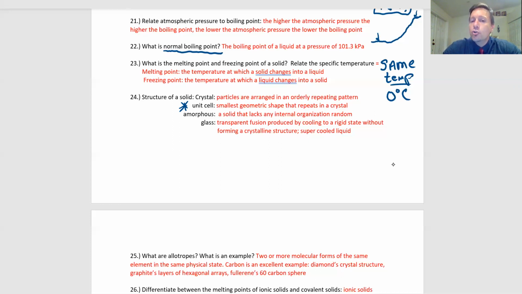Glass is a transparent fusion produced by cooling to a rigid state without forming a crystal. Another word for glass is a supercooled liquid. So you heat silicon dioxide, which is what glass is made out of, very hot, and it makes this transparent fusion, and it doesn't form a crystal, but it's transparent. When you heat it, it sort of melts, and that's what glass does, so it becomes flexible. So glass is a transparent fusion produced by cooling to a rigid state without a crystalline structure. It's also known as a supercooled liquid.